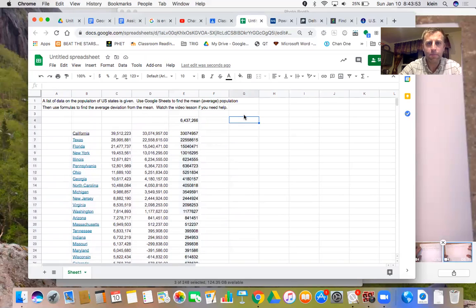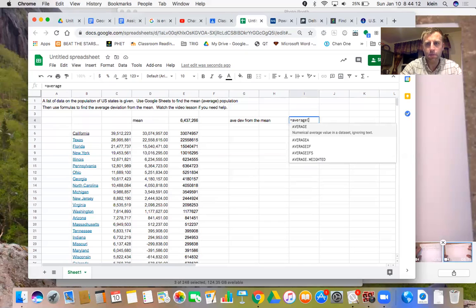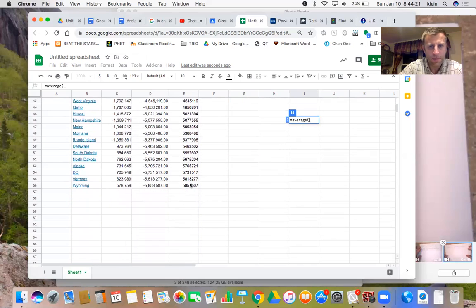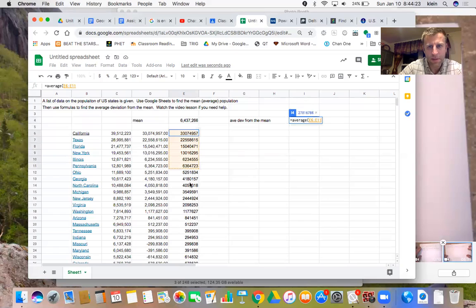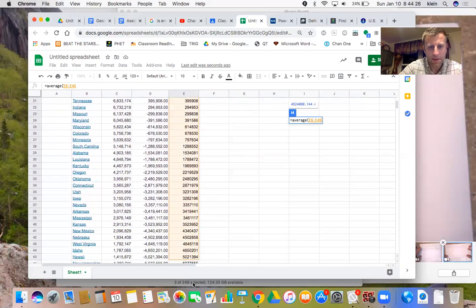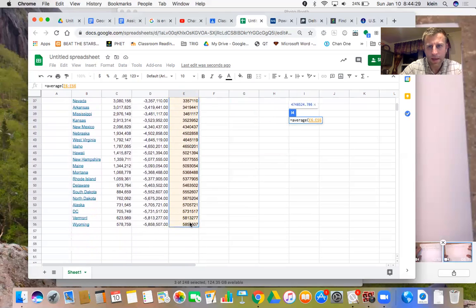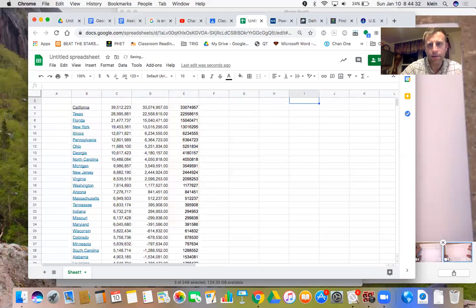Okay, so last step is the average deviation from the mean. That's the thing we're looking for here. So to find that, this was just the mean over here. We just average all these numbers. So one more time, equals average, parenthesis, and then I could either say E6 colon E56. I like just highlighting. To me, it's just easier just to highlight down instead of typing that out. Okay, and then you can end the parenthesis and hit enter.